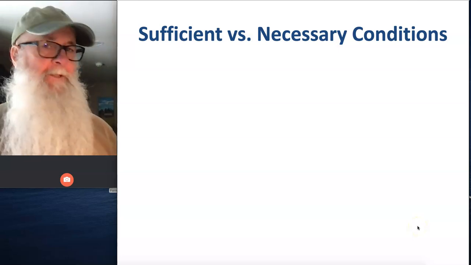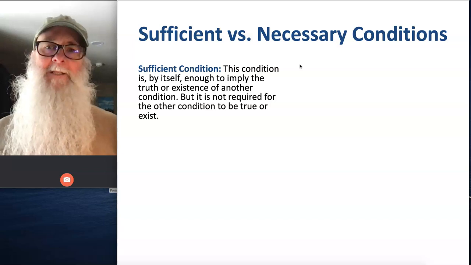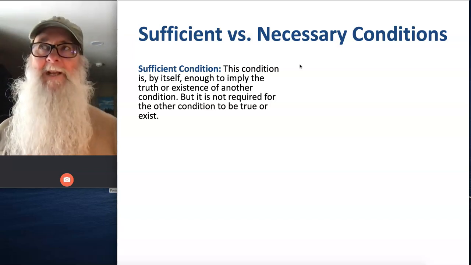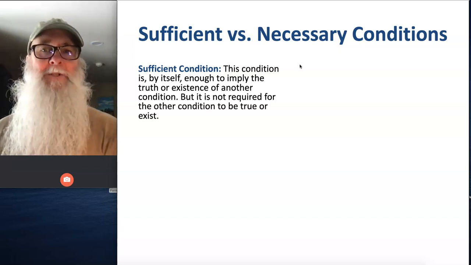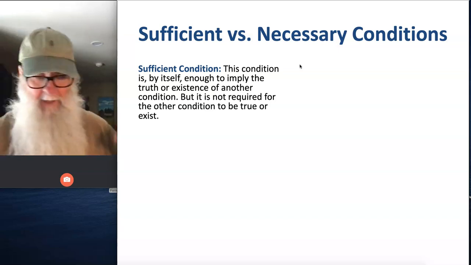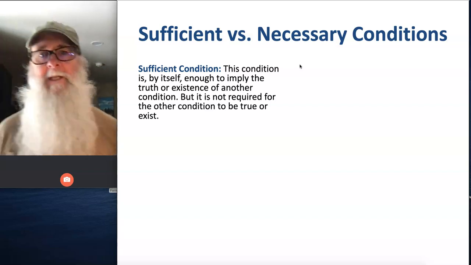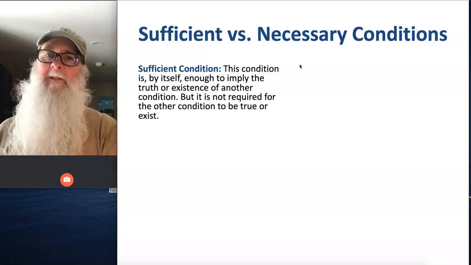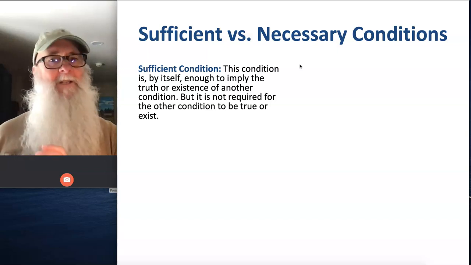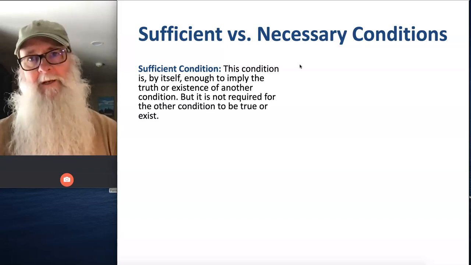All right, let's talk about sufficient and necessary conditions. A sufficient condition is a condition that all by itself is enough to imply the truth about or the existence of another condition. We might think about condition here as synonymous with circumstances. So a sufficient condition is a set of circumstances that all by itself is enough to imply the truth about or the existence of another set of circumstances.